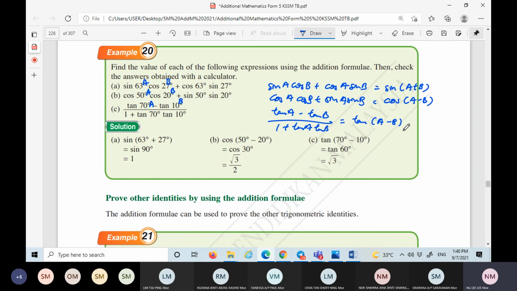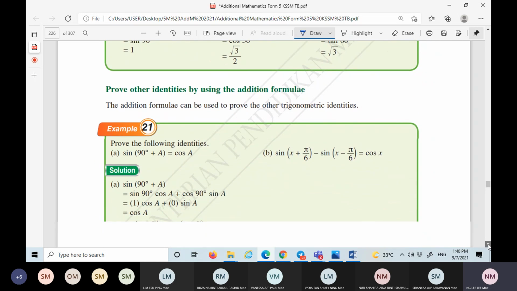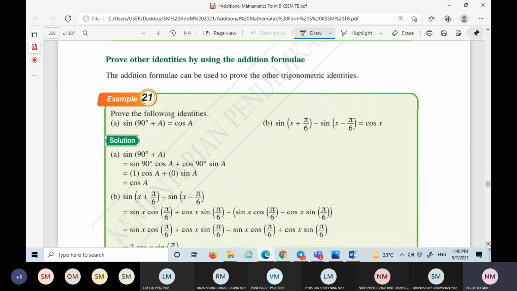So this is how you get used to it. You have to use the addition formula to help you get the answer. Okay, this one is proof. Prove other identities by using the addition formula. Again, proof, so left hand side to right hand side or right hand side to left hand side.